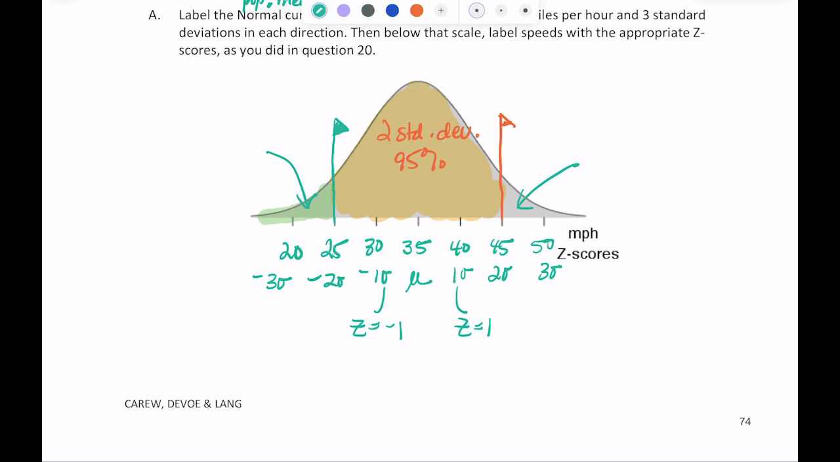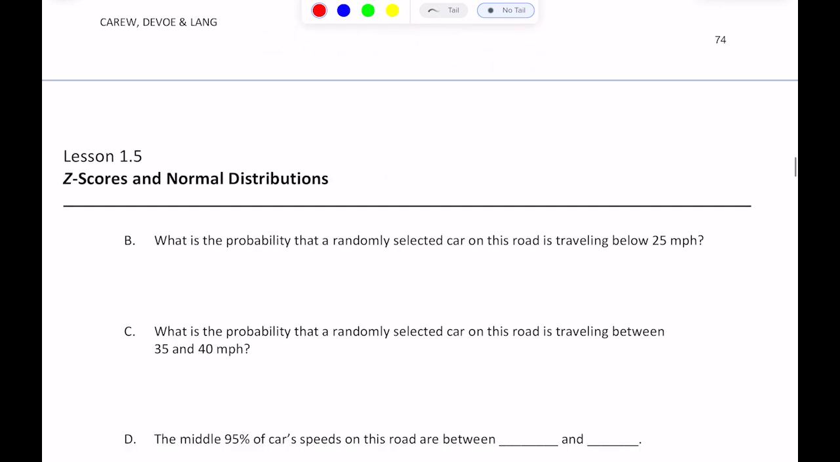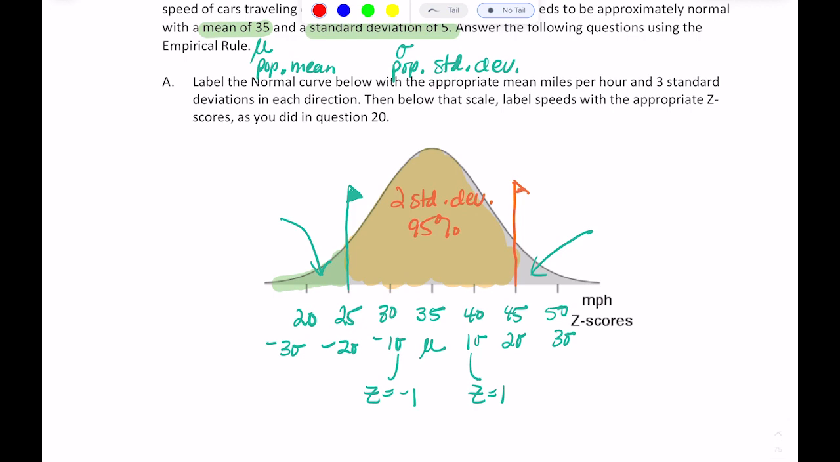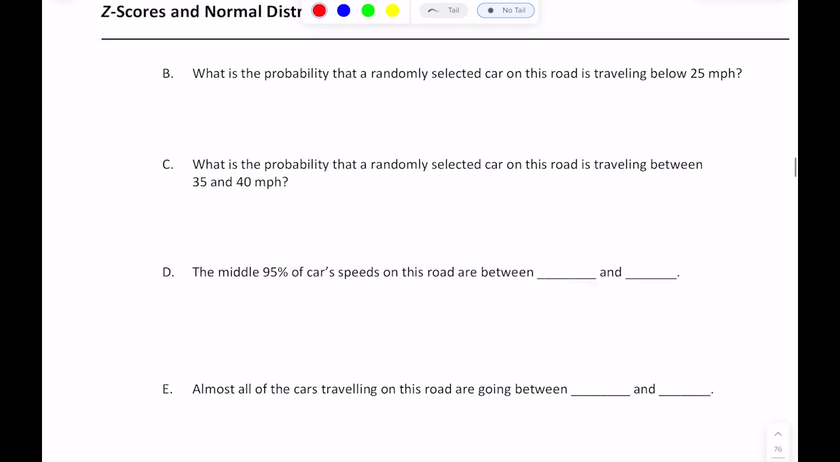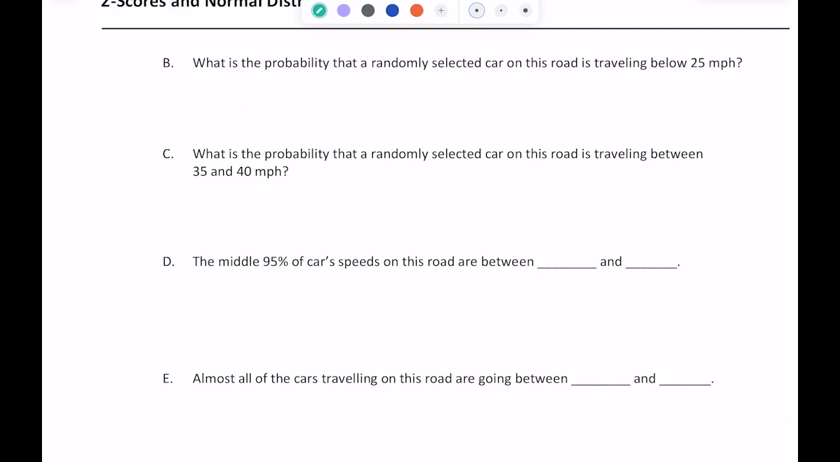But that represents either side of the flag. We only care about this side. So I need to divide by 2 because remember, one of the properties of the normal distribution is that it's symmetric. It's the same on both sides. So these flags are the same distance from the center. So I'm just going to do 100% minus 95%, which gives me 5%. And then I'm going to have to make sure I take the 5 and divide by 2, which is 2.5%. So the probability that a randomly selected car is traveling below 25 miles per hour is actually just 2.5%.